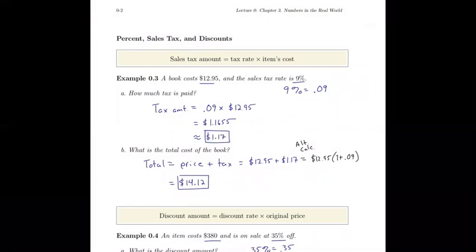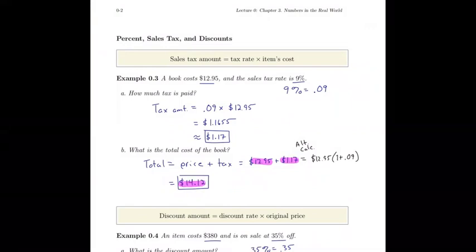Now, what's the total cost of the book? Well, the total cost is the price of the book plus taxes. We're all familiar with this type of situation. So we have the price of this book plus the taxes, and we put that together at $14.12.